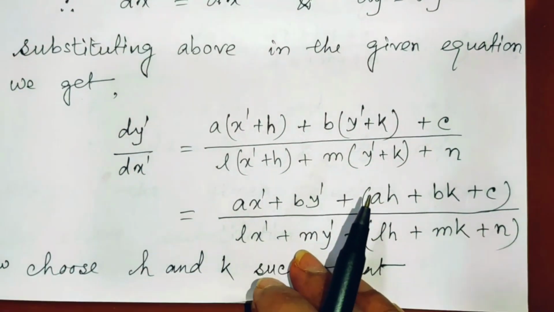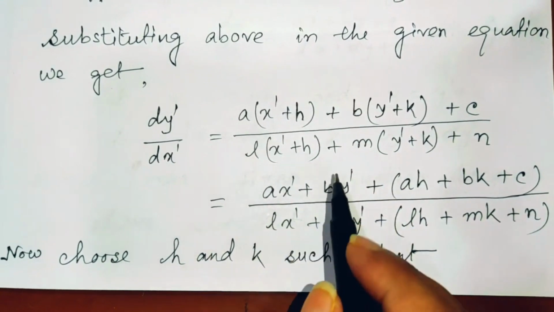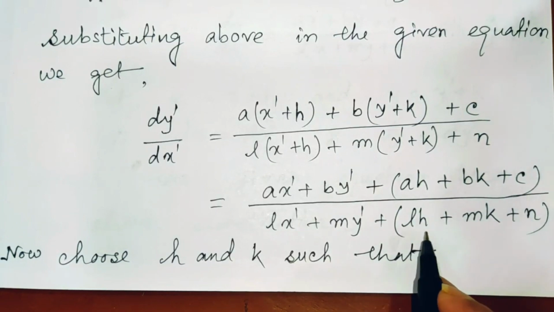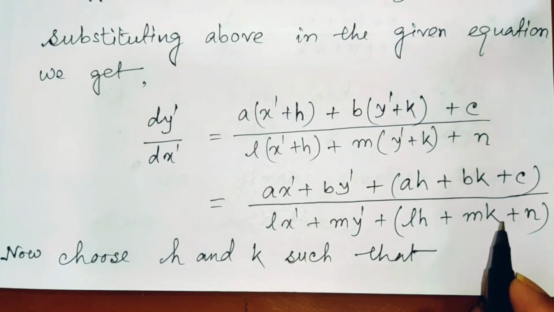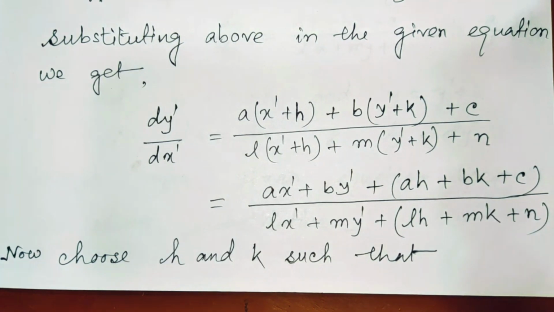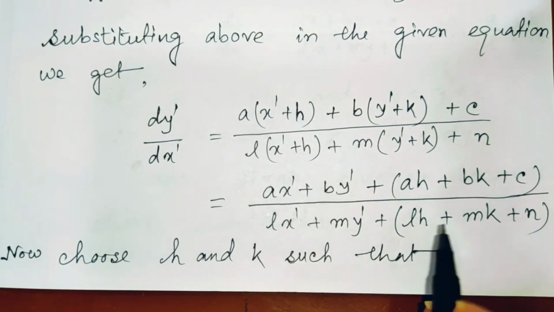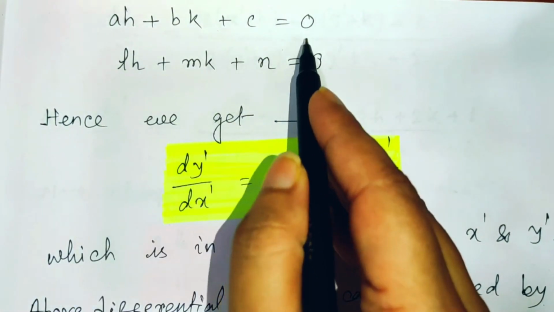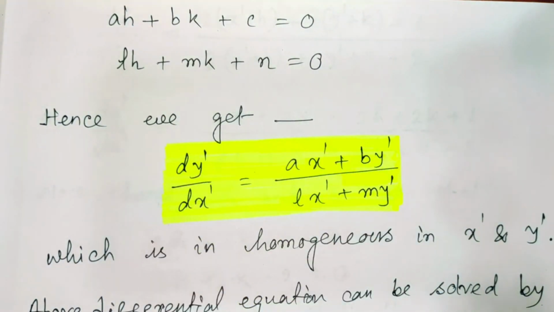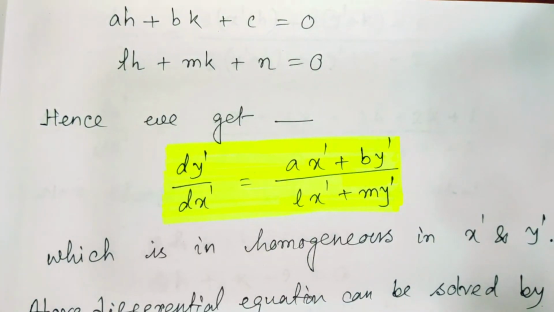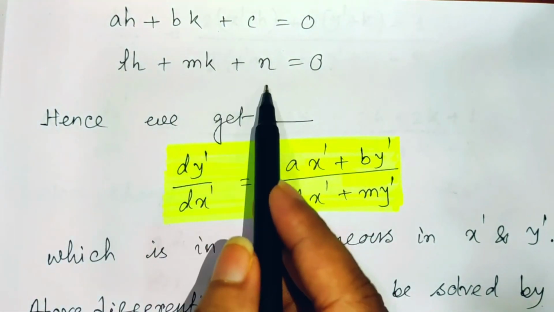Now if we simplify, then from here we find the constant terms ah plus bk plus c and lh plus mk plus n. These are the two expressions in terms of h and k. Now we choose h and k in such a manner so that these two become 0. How will we do that? Just make these two equal to 0 and solve for h and k. After the solution, we can find the h value and k value. For those two values of h and k, these two terms are 0.